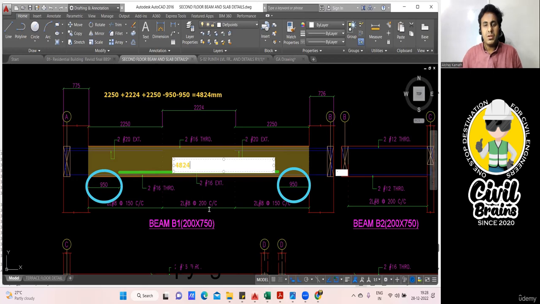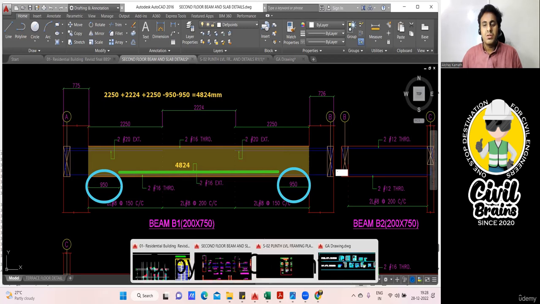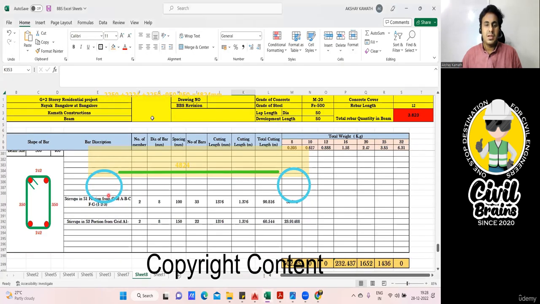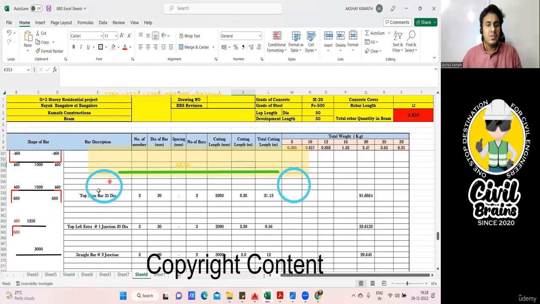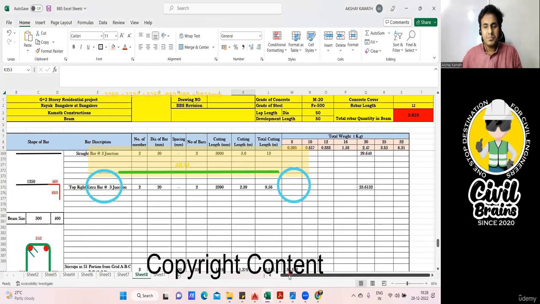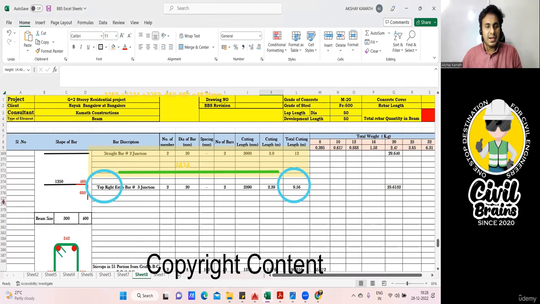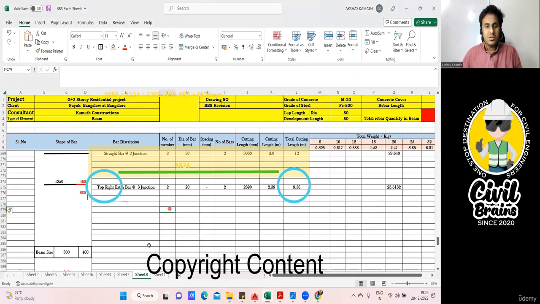4824. Simple. And what is the diameter of the bar? It is written 16 diameter 2 bar. EXT means extra. 16 dia 2 bar. In the Excel sheet, you have to prepare it. What you'll do is just insert. For example, just in case if it is coming here, I'll insert a few rows here. So I'll put a straight portion here.